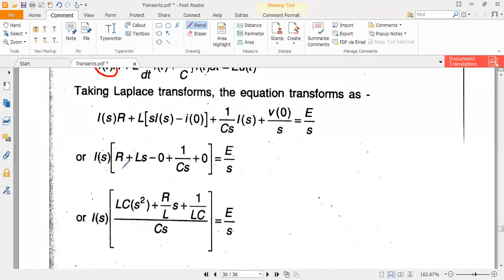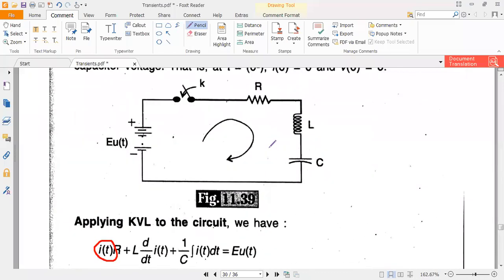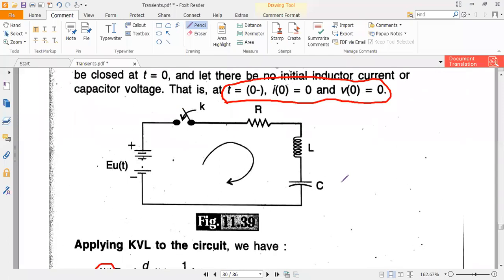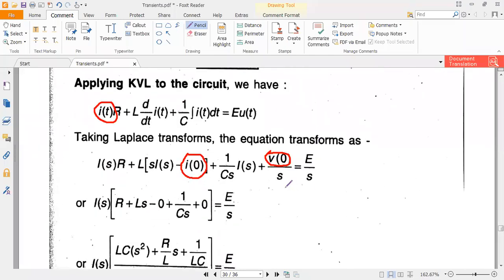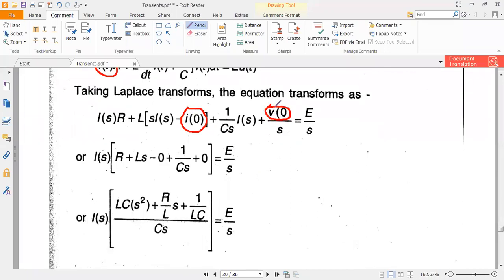Okay. Then after simplifying this equation, in the case of i(0) equal to 0 and v(0) also equal to 0, because we have already considered that initially the circuit is in the idle, stationary state with no excitation, the initial current flowing through the inductor and the initial voltage across the capacitor are 0. So these two terms will become 0.